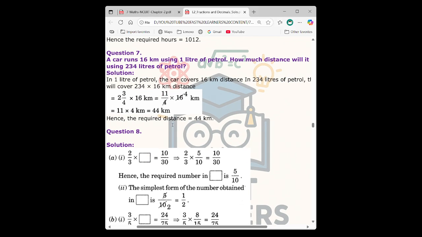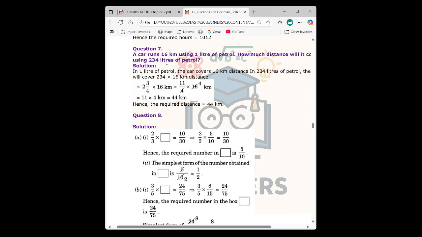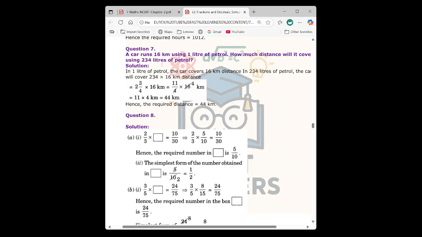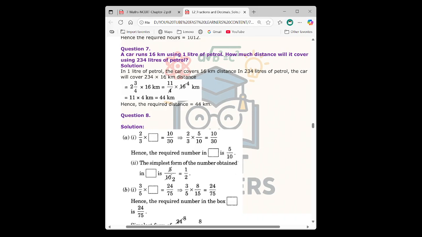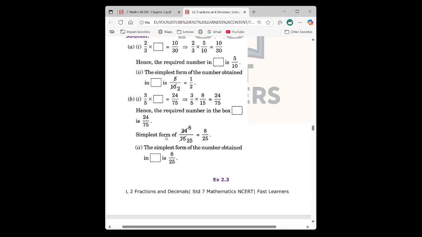Let's see, a car runs 16 km using 1 liter of petrol. How much distance will it cover using 2 3/4 liters of petrol? Use the unitary method again: in 1 liter the car runs 16 kilometers. So for 2 3/4 liters, how far will the car run? Sorry, it is not 234, it is 2 whole 3 upon 4. Sorry about this. Let's see question number 8.